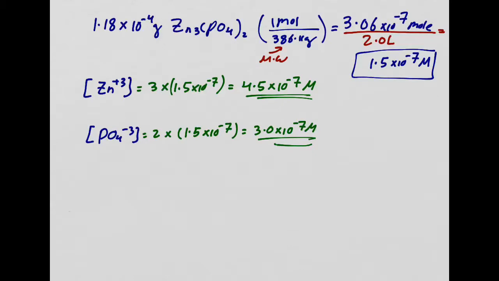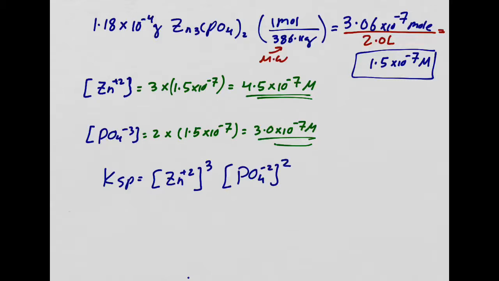Okay. Alright, so now that I have that, I can go back to Ksp, because we're trying to figure out Ksp. Ksp is the concentration of zinc, oh no, you guys can't talk to me to tell me that I just did this one wrong. It's plus 2, right? You guys knew that. To the power of 3 times the concentration of phosphate to the power of 2. Don't forget that. Write down the basics.